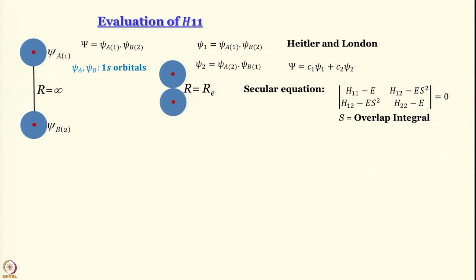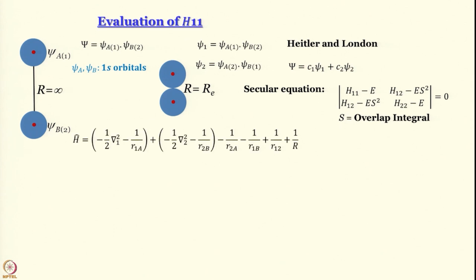We start with h11. I hope you remember what h11 is. h11 is simply the integral psi 1 h psi 1, where psi 1 is the wave function that contributes to the first term. We do not know the coefficients yet, we will come to that later, maybe in this class or maybe in the next. But in order to proceed with h11, the first thing we need to know is the Hamiltonian, and remember we had written the Hamiltonian earlier.